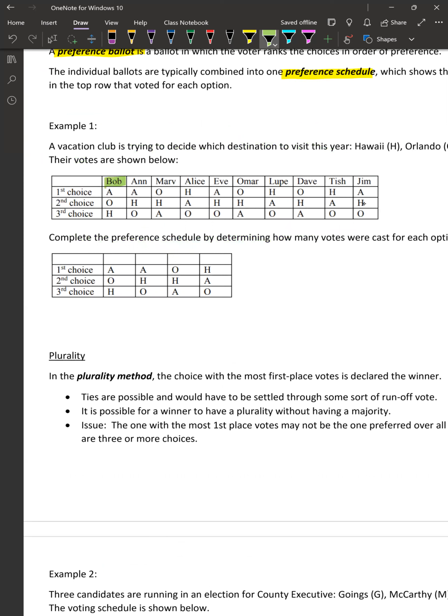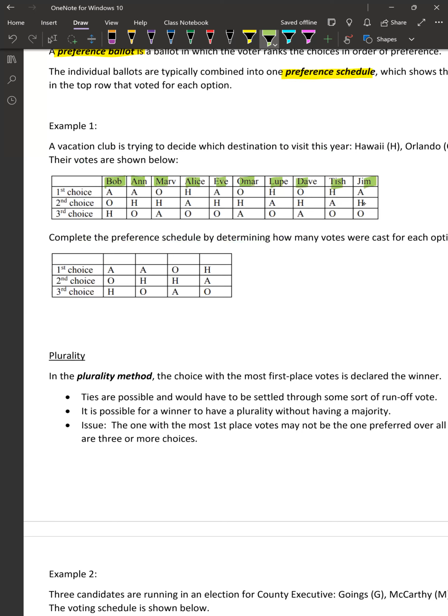So we've got Bob input his ballot. His first choice was Anaheim, his second choice was Orlando, and his third choice was Hawaii, right? And then Anne, her first choice was Anaheim, but her second choice was Hawaii, and her third choice was Orlando. So each of these people are the people that voted.